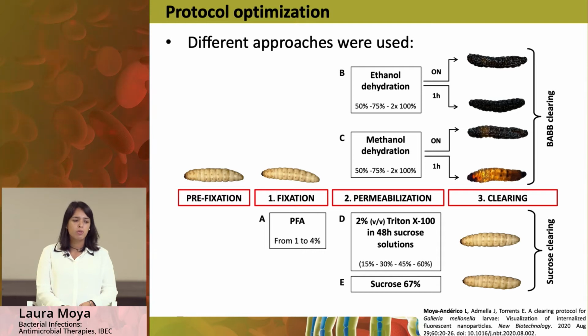And then the other approach, in the bottom part of the screen, was to do detergent followed by increasing concentrations of sucrose, or placing the larva in a highly concentrated solution of sucrose. By seeing the images of the larva, we can say that only this protocol was the one that achieved successful clearance.